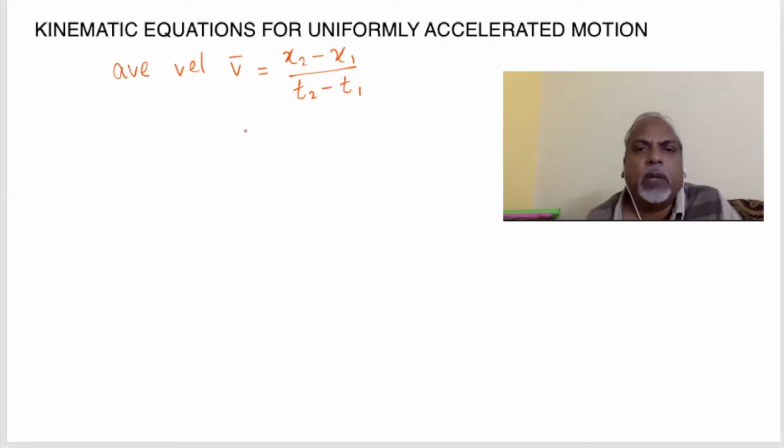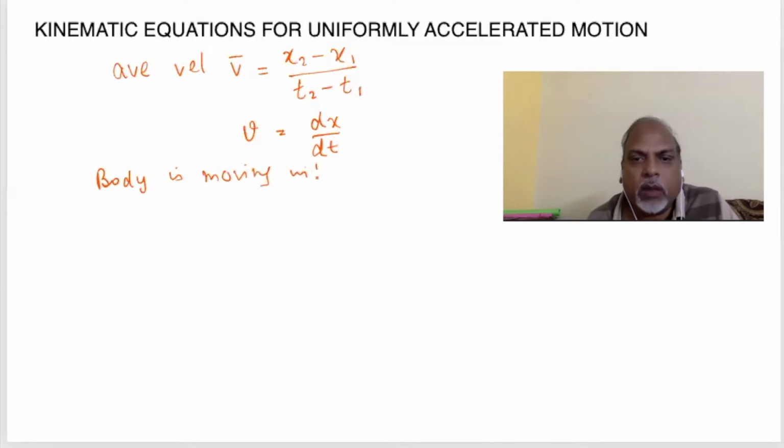And of course, we have seen instantaneous velocity also. And what is this? Basically, it is dx upon dt. We are going to use these things in our derivations. Another important thing, suppose your body is moving with constant velocity.